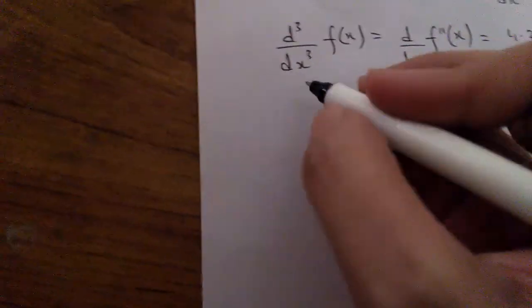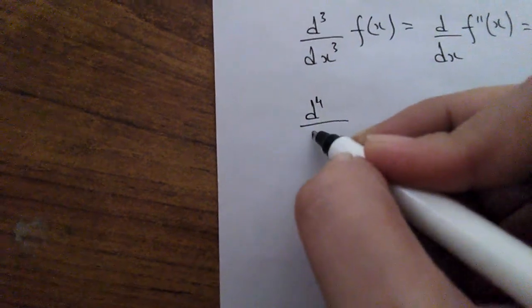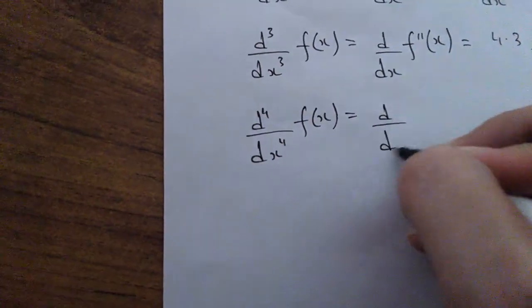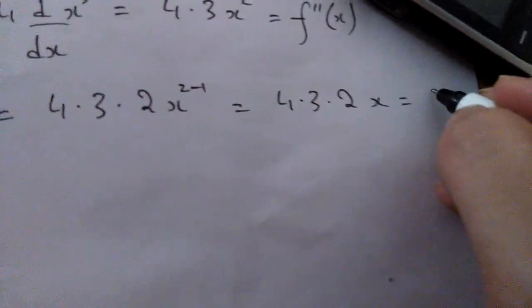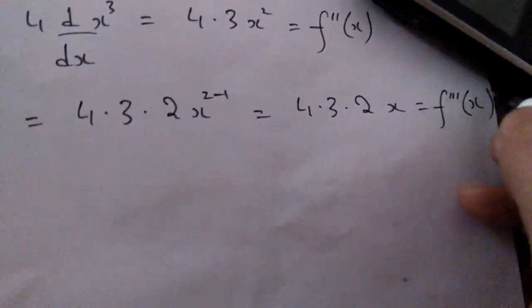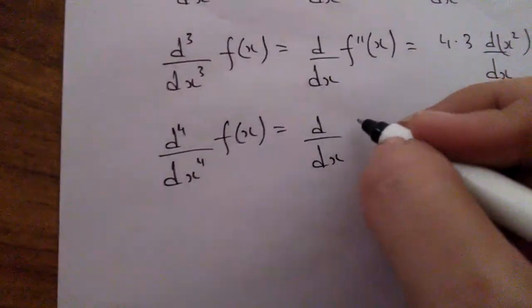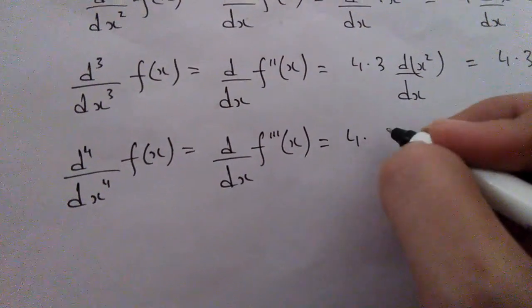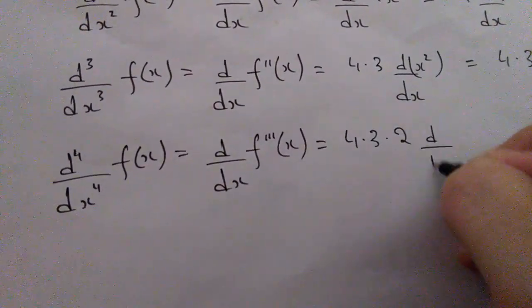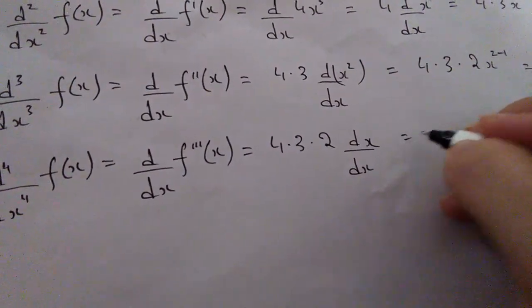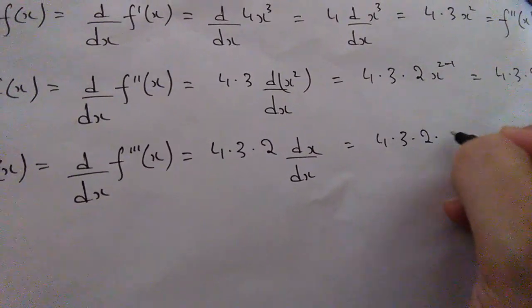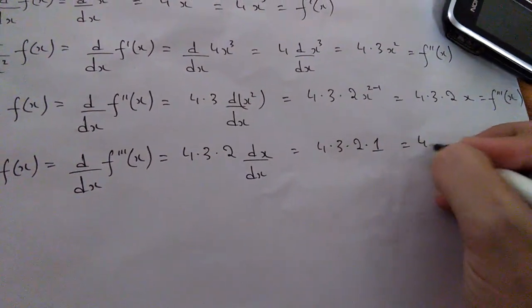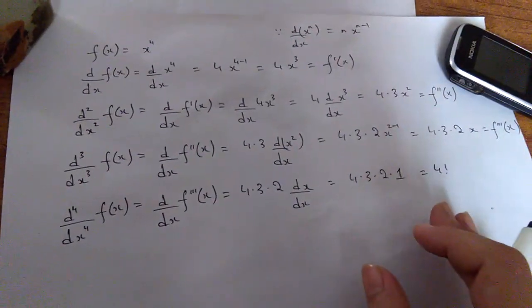Now take the fourth derivative of your f of x, which is actually the derivative of your third derivative function, represented by f triple prime x. The derivative of your x is going to be 1 then. So 4.3.2.1, this is what is left. You see this is equal to your 4 factorial. All right, that's what is happening.